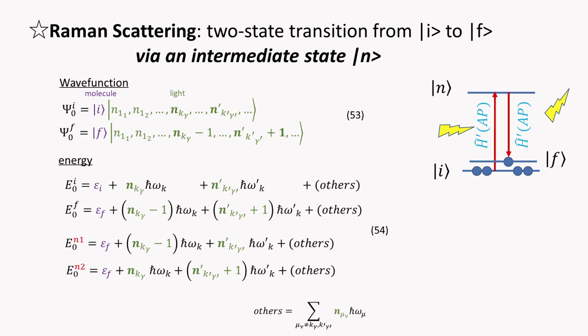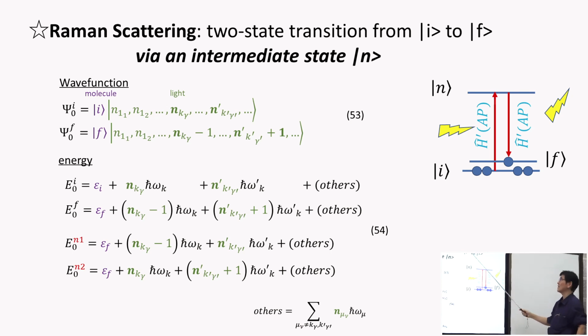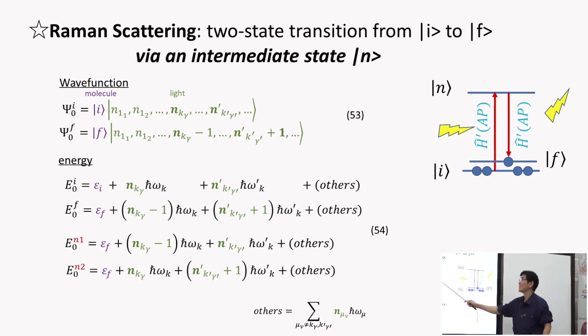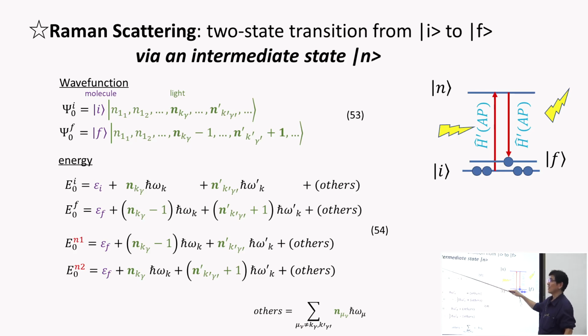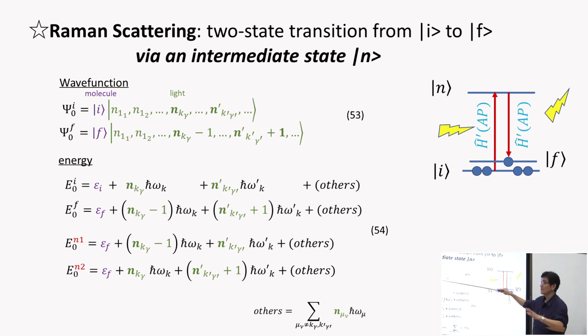So, again, the Raman scattering is a two-step transition from I to F, I to N, N to F, a two-step transition by intermediate state N. And we can describe the initial and the final state by using the wave function of the molecule I and F, as well as that of the light's quantum number. And for some light, the quantum number decreases 1, and for the other light, it increases 1. So this is the scattering process.